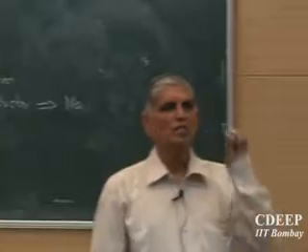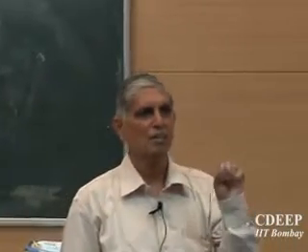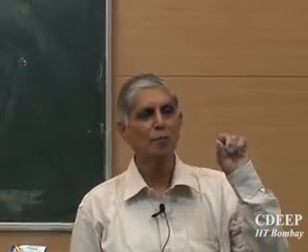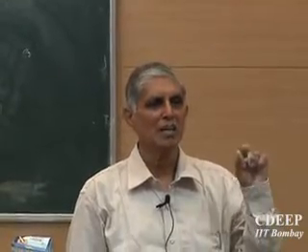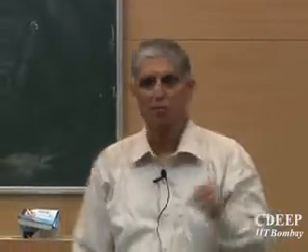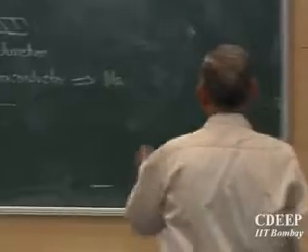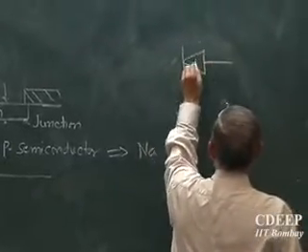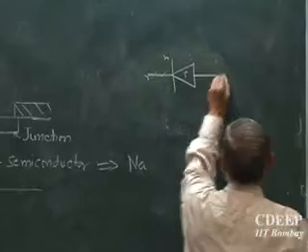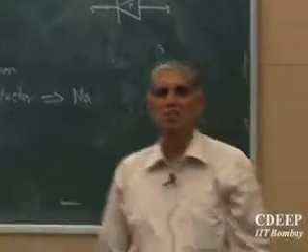So I have made one junction in P semiconductor, and therefore this is called an NP junction or a PN junction. And this is nothing but a diode. N stands for this, P stands for this. This is essentially what a diode is all about.